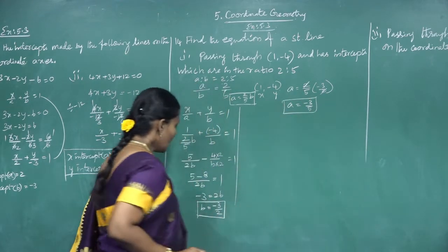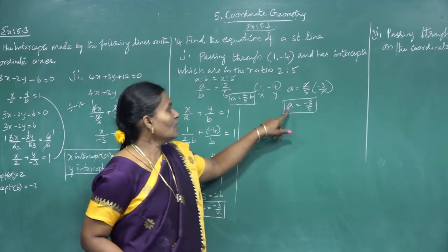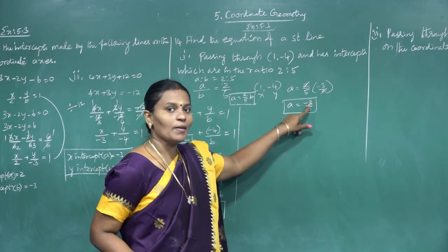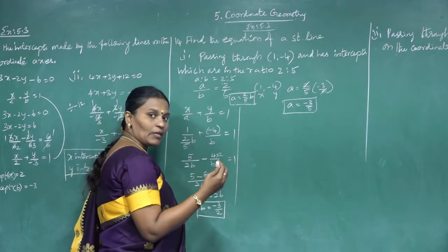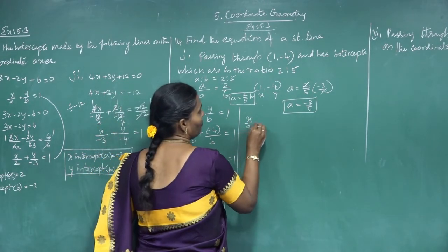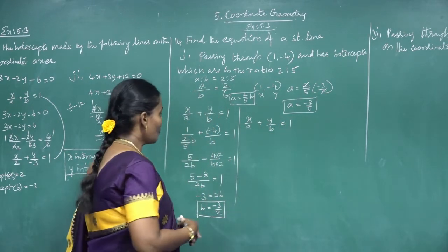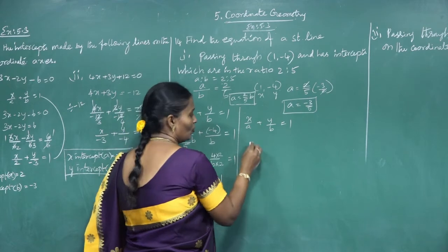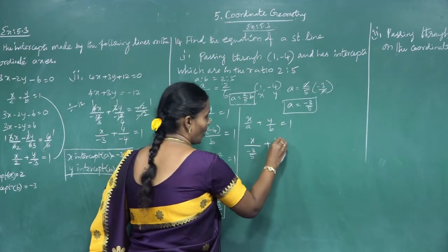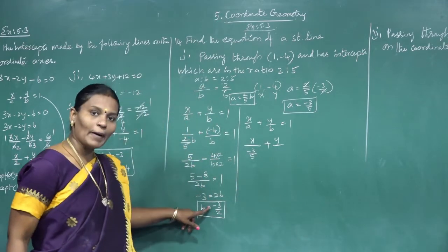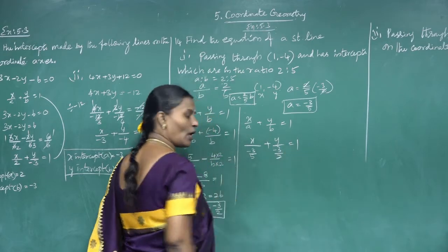Now, you know, y-intercept B is minus 3 by 2 and x-intercept A is minus 3 by 5. Again you have to take the x and y-intercept form. What is the x and y-intercept form? X by A plus y by B is equal to 1. Understood children? So now substitute here A and B value. X by what is A? A is minus 3 by 5 plus y by what is B here? Minus 3 by 2. This is equal to 1.